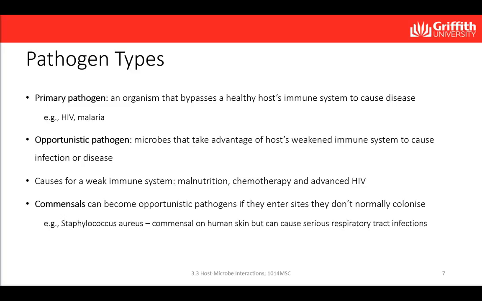Commensals, the term given to microbes that normally colonize the human body, can become opportunistic pathogens if they enter sites that they don't normally colonize. For example, Staphylococcus aureus is a commensal on humans, but can cause serious respiratory tract infections in individuals with a weakened immune system.